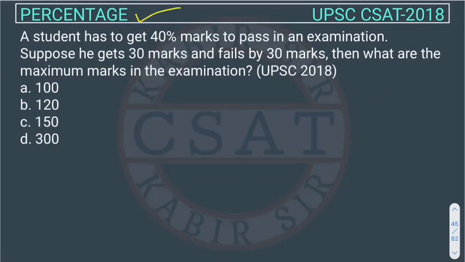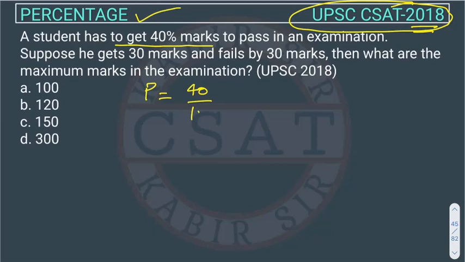This is a percentage question asked in UPSC CSAT 2018. The question is: a student has to get 40% marks to pass in an examination. So how many marks does he have to get to pass? He has to get 40% marks. So out of the total marks, how many marks does he have to get?